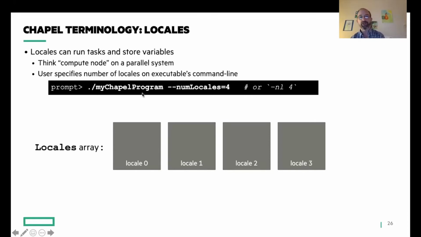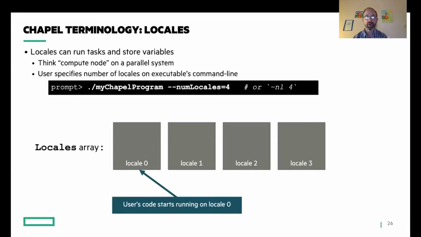Whenever you run a Chapel program, you specify the number of locales you want to use on the command line. So here, for example, I'm saying, let's run my Chapel program on 4 locales. And within my program, I'll end up with an array of these locale values that represent those compute resources on which I'm running. The one other thing you need to know before we go on is that when you start running a user program, that code is going to start running on locale 0. So your main procedure starts running on locale 0.